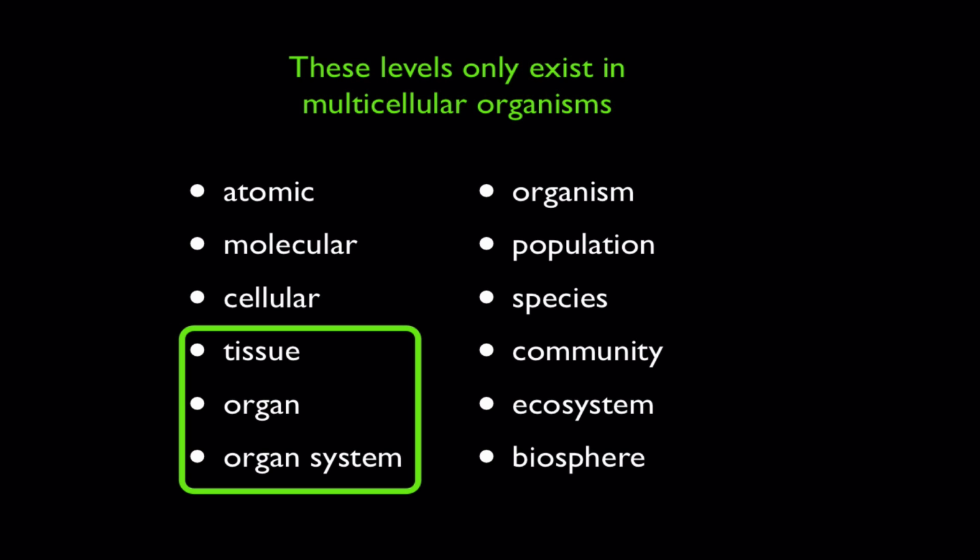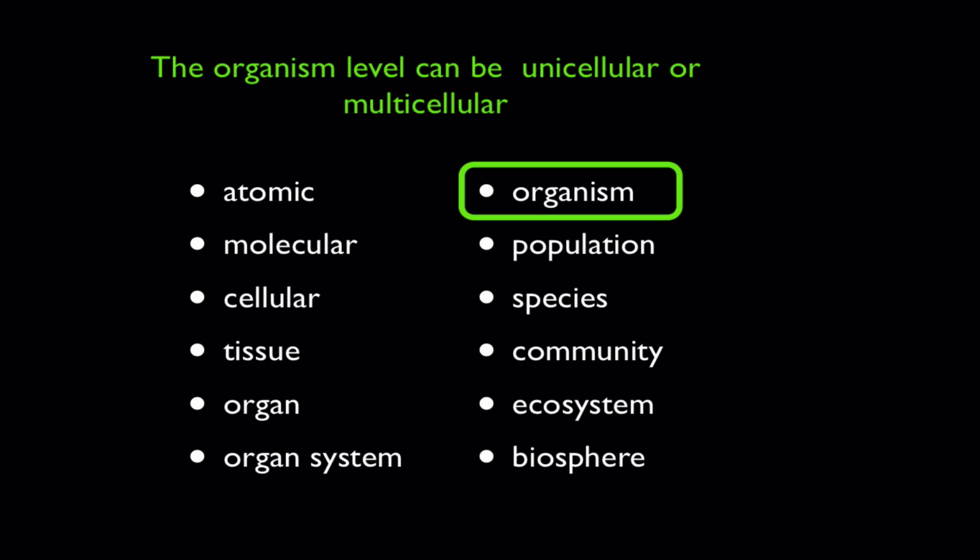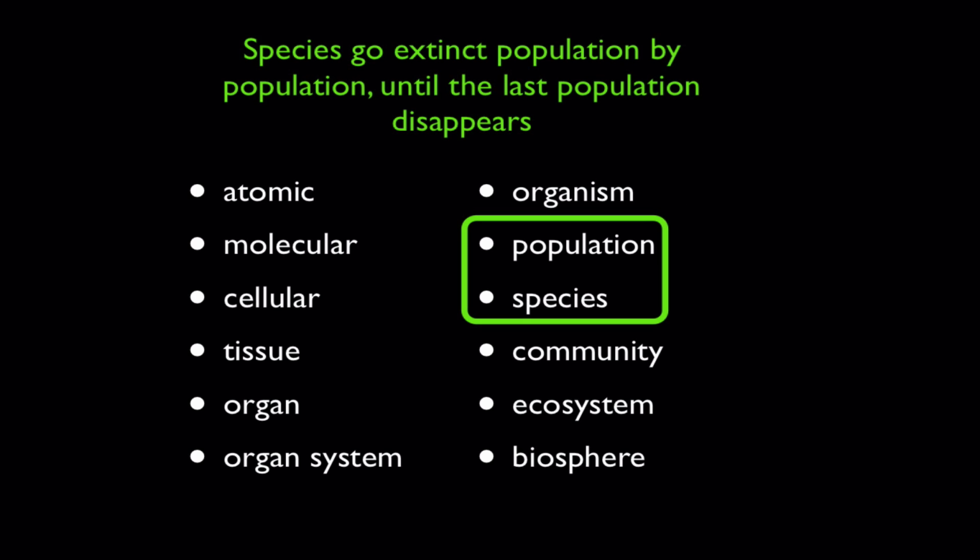The tissue, organ, and organ system levels only exist in multicellular organisms, which means you have to be bigger than one cell to have tissues, organs, and organ systems. The organism level can be multicellular, like humans, or unicellular, like a bacteria or an amoeba or a paramecium. So got to be careful with that level. The population and species levels are the levels at which things can go extinct. Local populations of animals can disappear, or an entire species can disappear.